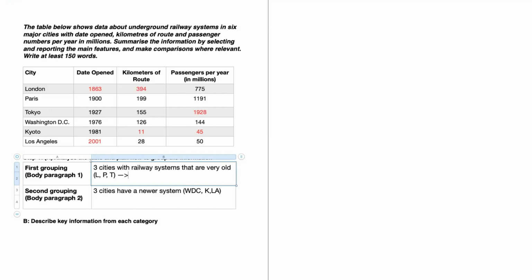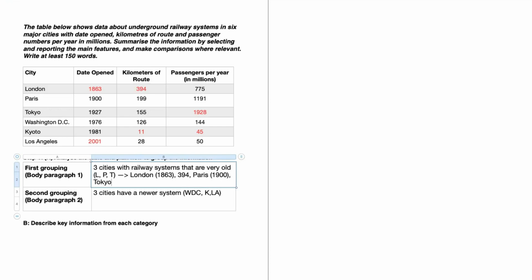I'm going to talk about London, obviously, with the date 1863, which is the oldest. I'm also going to talk about the 394 kilometers. Then I think I'll talk about Paris, which was opened in 1900. So I'll also mention this. And then I will just make some notes about Tokyo and the amount of passengers that it has, because again, that is one of our highlighted figures. And that all pertains to our first grouping.